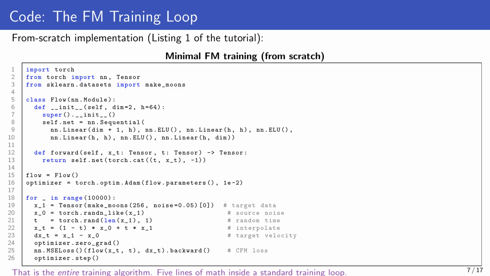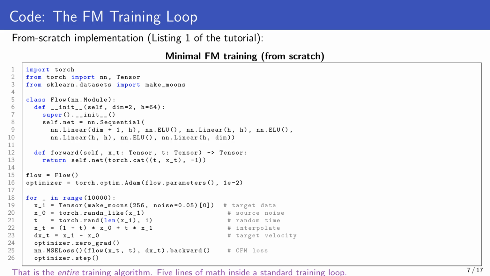Let us now look at the actual code. This is adapted from listing 1 of the tutorial paper, and it implements the complete flow matching training algorithm from scratch. First, we define the velocity model. It is a simple, feed-forward neural network that takes as input the concatenation of the current position xt and the time t and outputs a velocity vector. In this 2D example, we use 3 hidden layers with ELU activations. Nothing fancy.